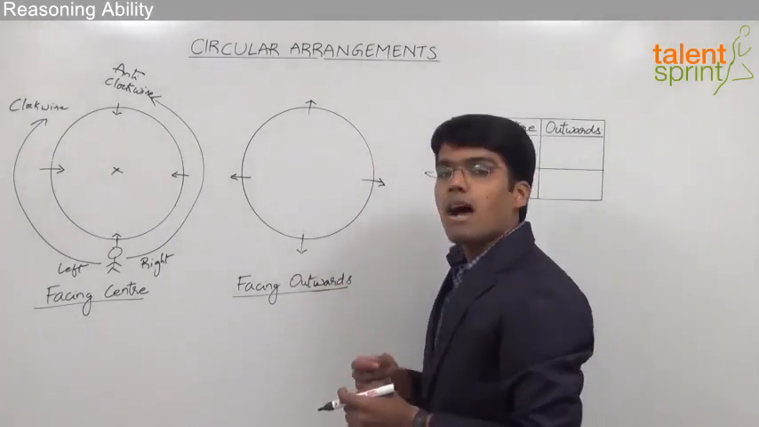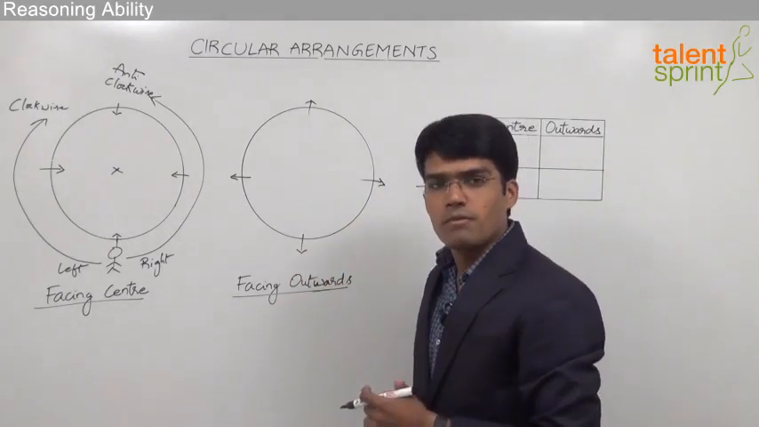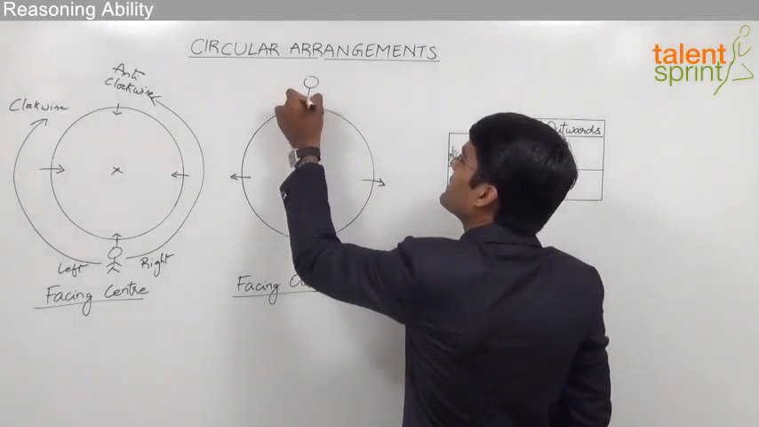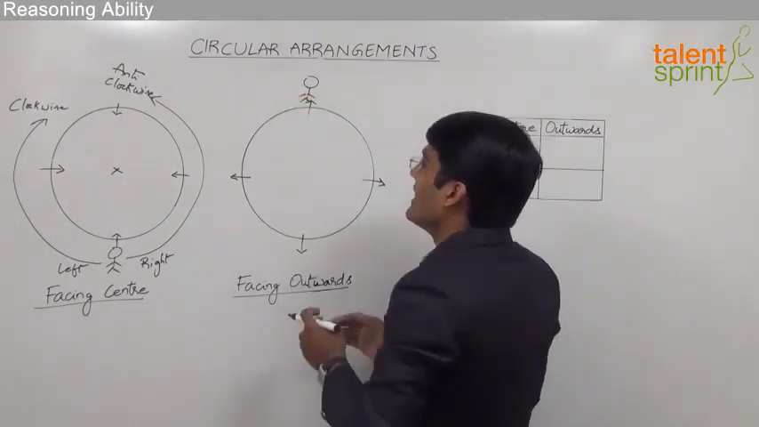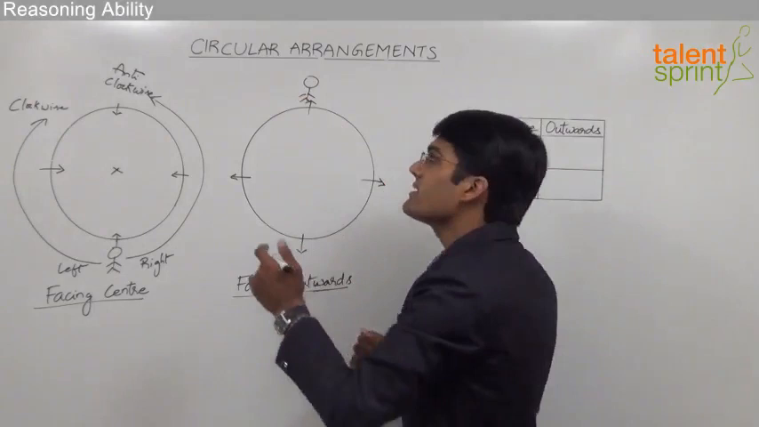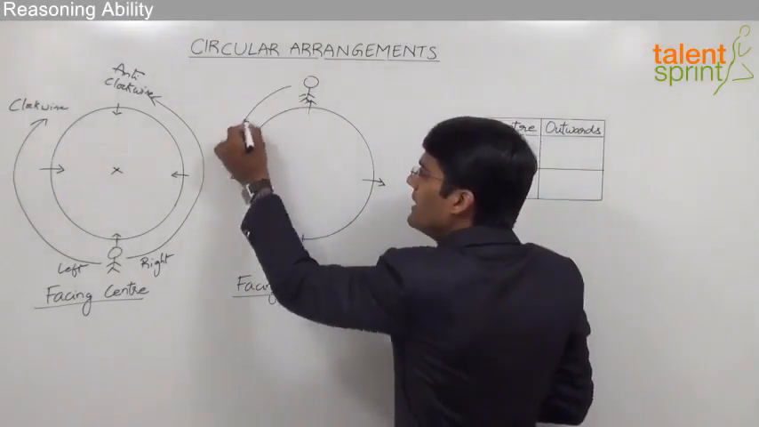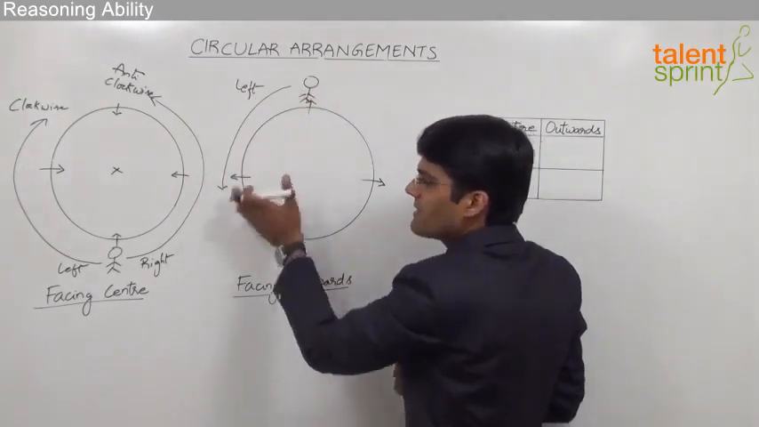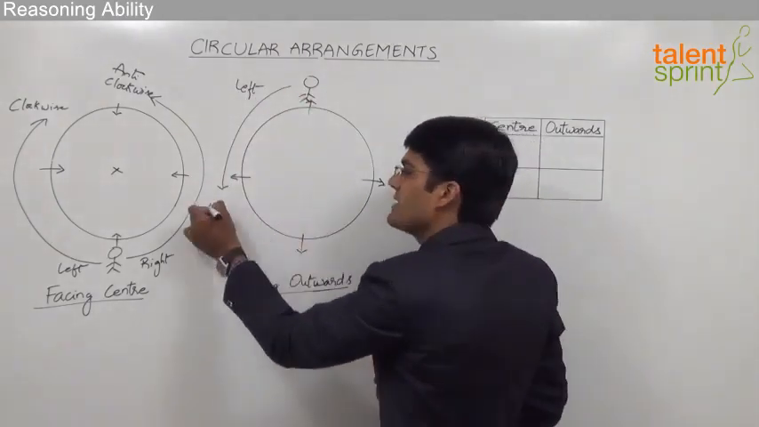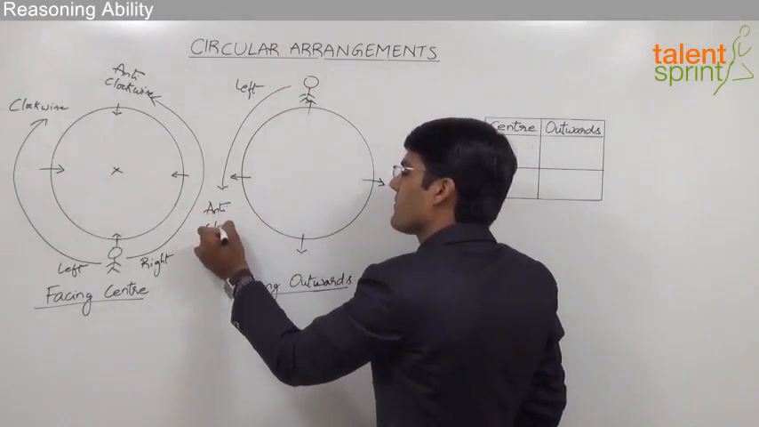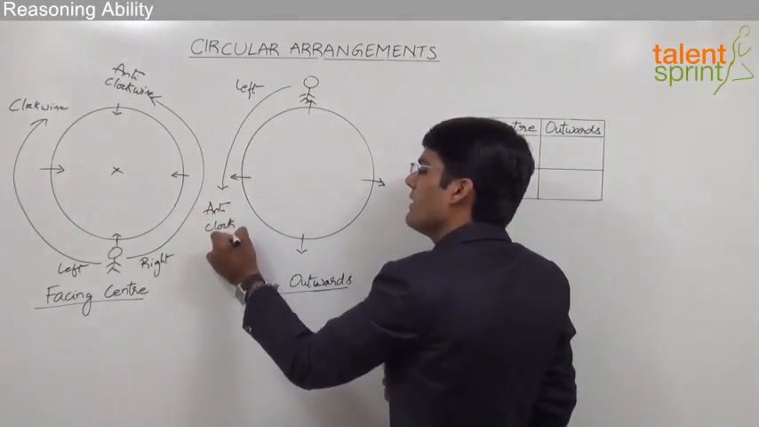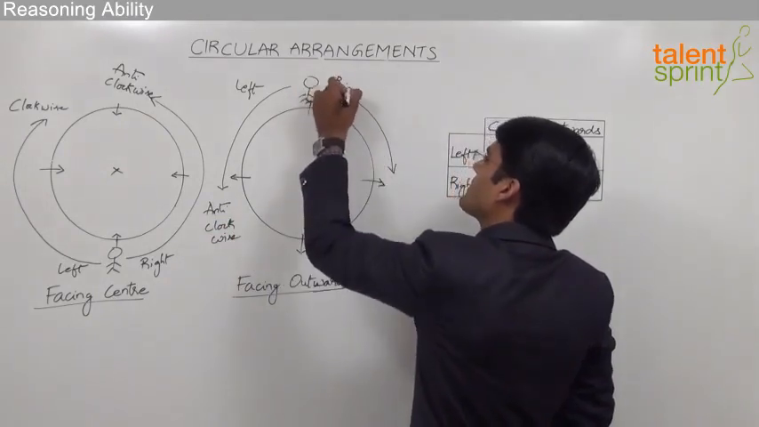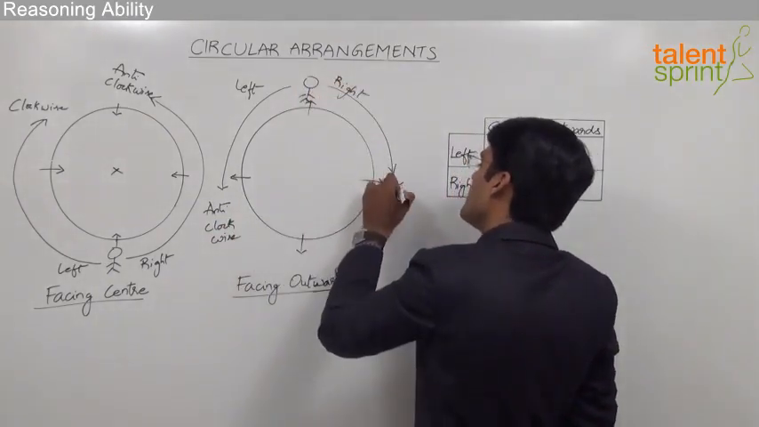Now in such a case, how to take the left or right of a person? Let us assume that a person is sitting in this position as shown. Now since the person is facing outwards, the left of this person should be in this direction. Therefore, we can say that the left of the person is in anti-clockwise direction. As you can see, this is anti-clockwise. And the right of this person should be towards the clockwise direction. So the right of the person will be in the clockwise direction.